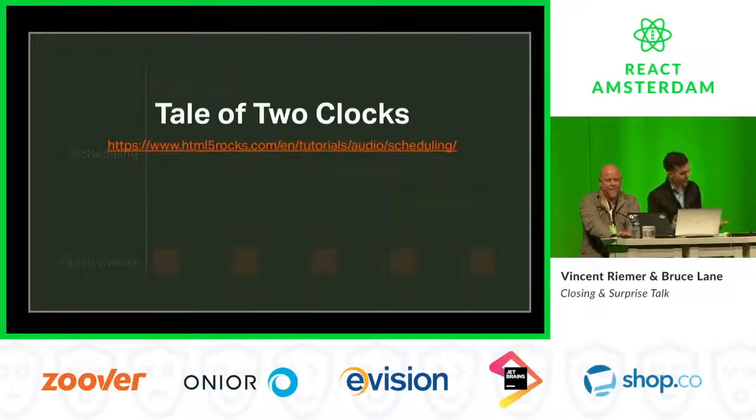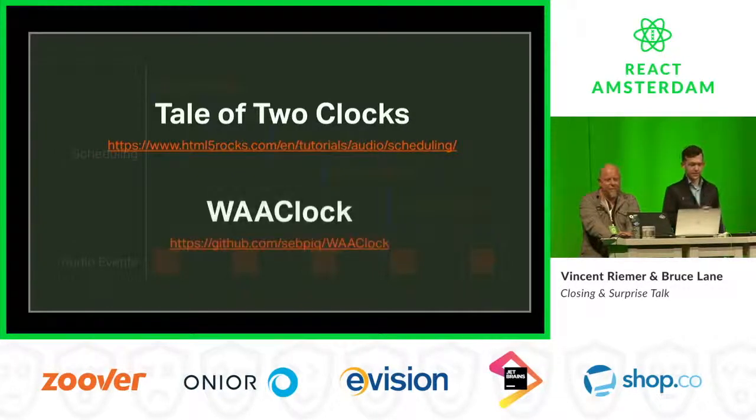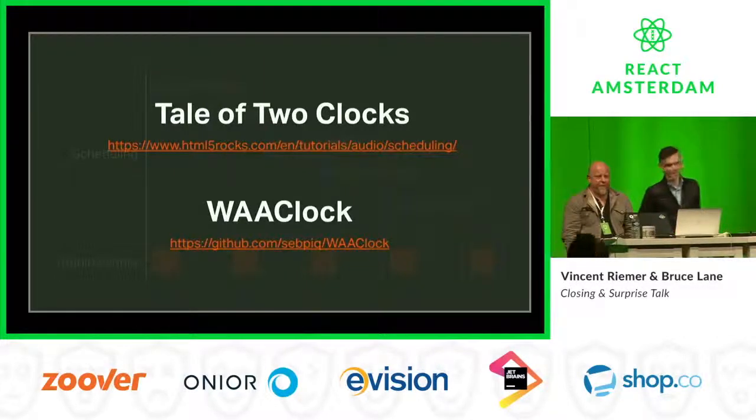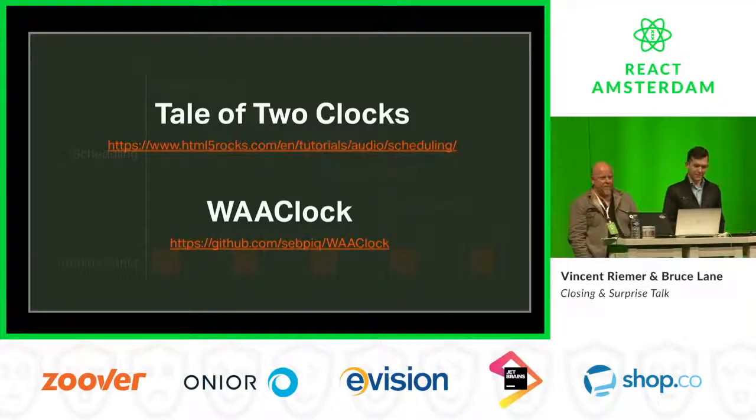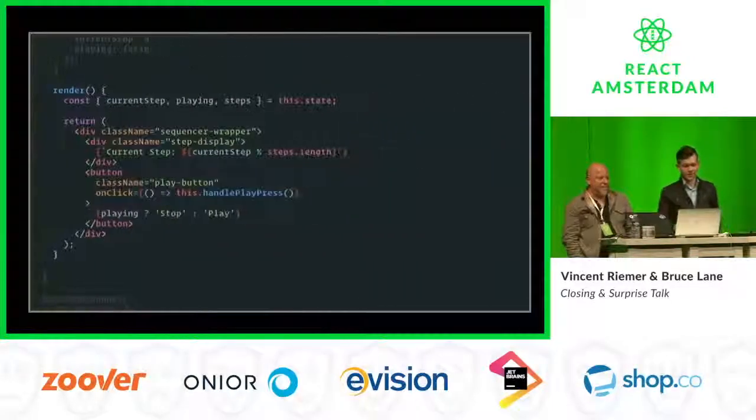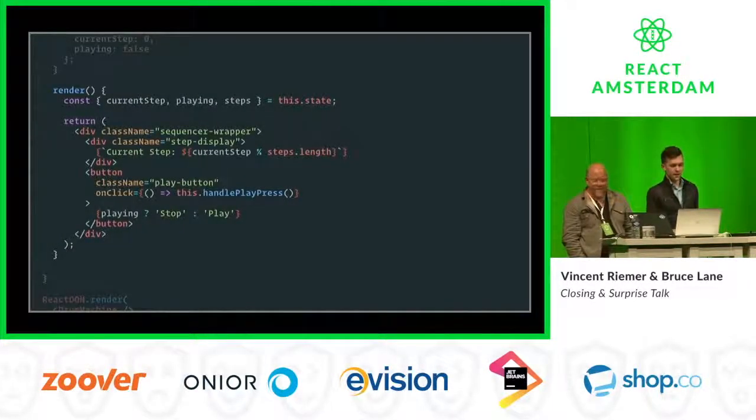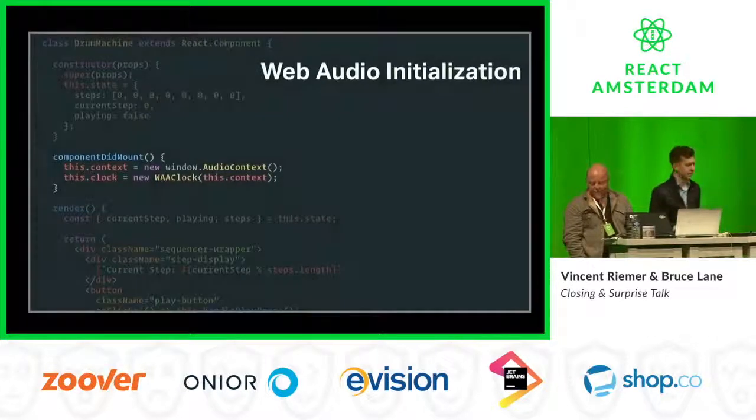And even better is there exists a library on NPM that we can just install that does all of this for us and gives us a nice API for scheduling audio on the web. So now that we know this, we can go back to our code. Now, before we get into this handlePlayPress function, we need to store and initialize the audio context and the clock. And we'll just do that in the componentDidMount. Fairly straightforward.